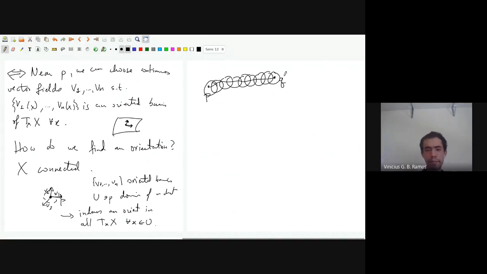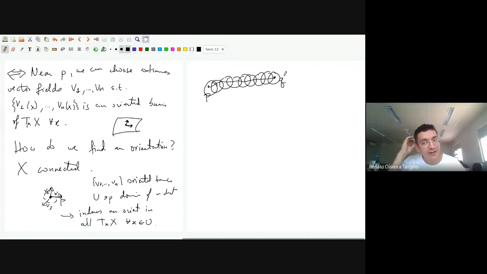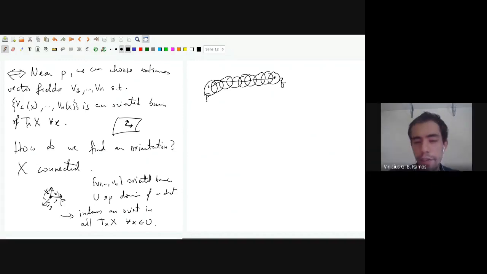Okay, so then does this imply that every manifold is orientable? So can you find an orientation on every manifold? This is not a rhetorical question. It's a question for you to reply. No, you cannot find. You need connectedness. Yeah, but if you're a connected manifold, can you always find an orientation?